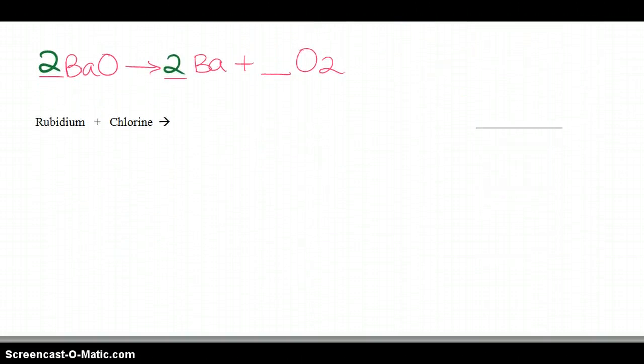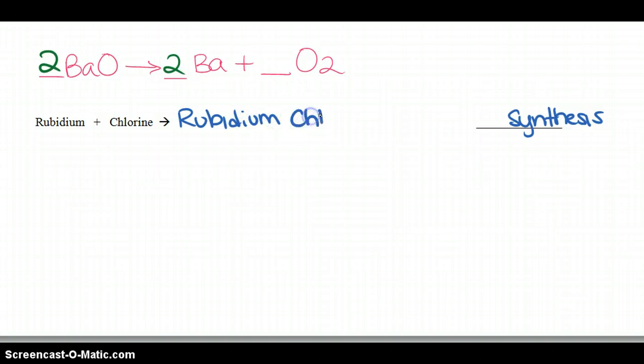Our last problem is this rubidium and chlorine. When it's an element plus an element, that's going to be synthesis. Remember, you can also call it combination. Either one is fine, whichever you prefer. So rubidium and chlorine are going to combine to make rubidium chloride.